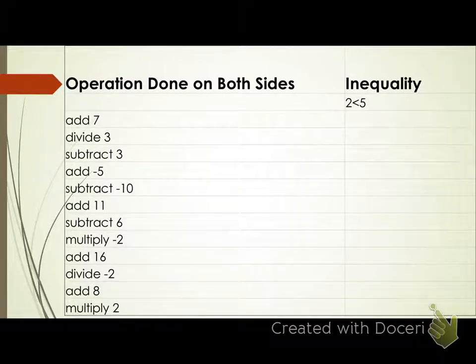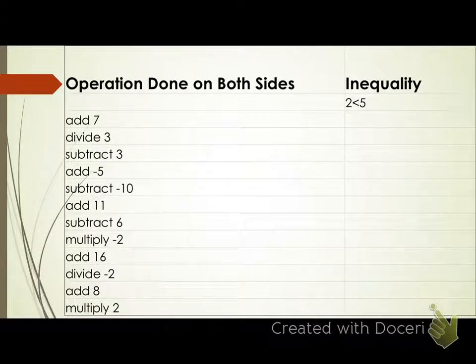It gives me an inequality over here, right? 2 is less than 5. Is that a true or false inequality? True. It gives me all these operations to do on both sides of my inequality. So we're going to go through and do each operation on both sides. So we're going to add 7 to both sides.